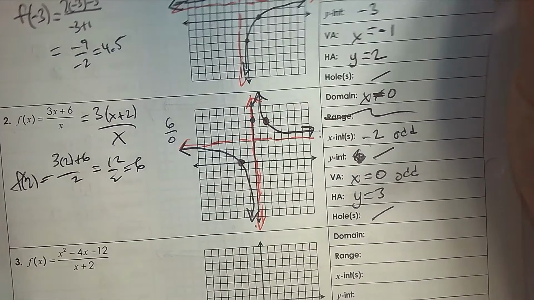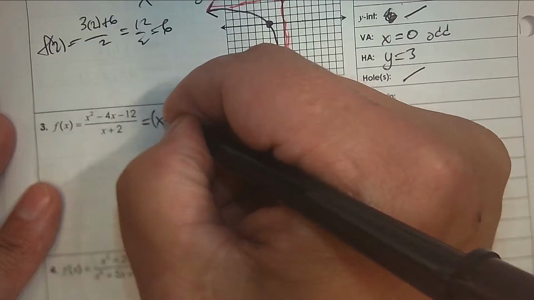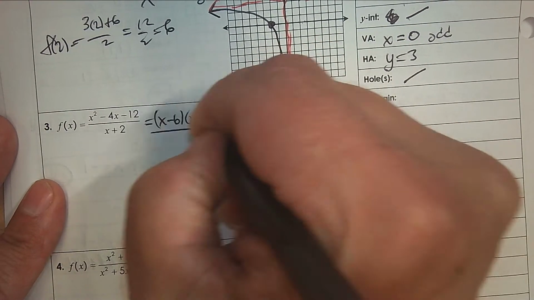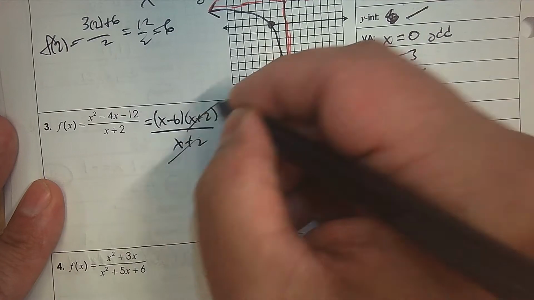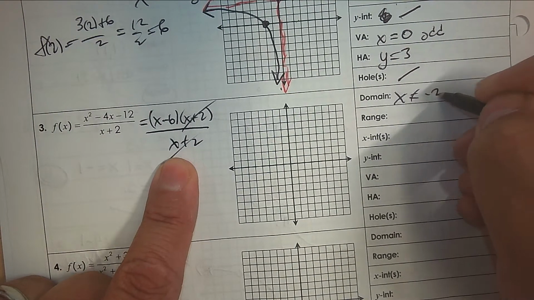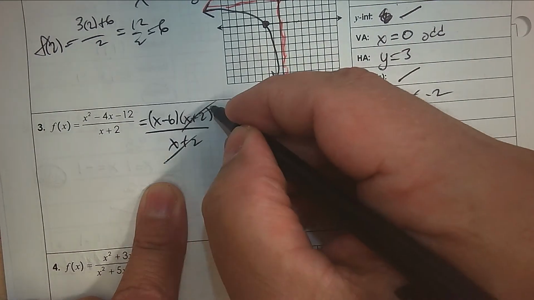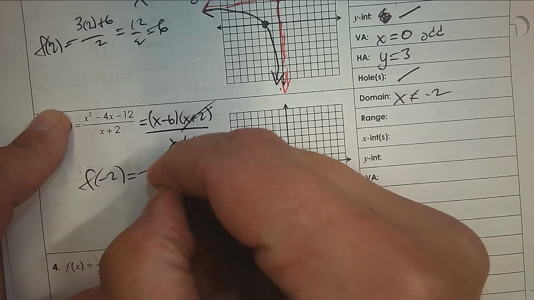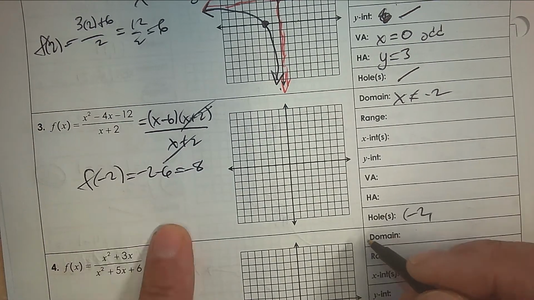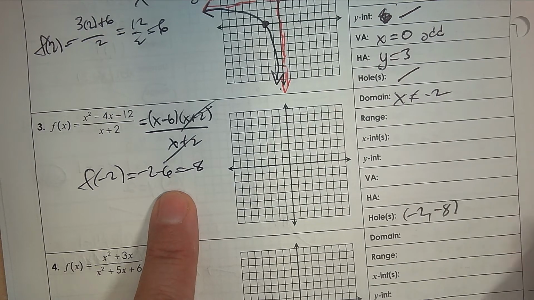All right, number 3. Step 1 is to factor it. So that's x minus 6 and x plus 2. And what I notice right away is that there's a factor that removes. So before I remove it, I know that x can't be -2. And then I recognize that -2 gives me a hole because it's removable. So when I plug -2 in, I then can get the y value of that hole, which is at -8. So we have -2 and -8, and that's a hole.